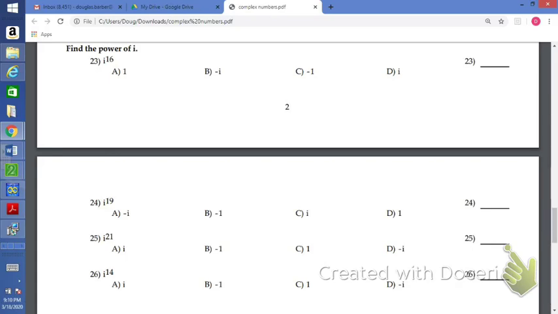Alright, finally at the end, last set of problems. We want to find the power of i. Alright, so here we go. Let's knock this out and be done.